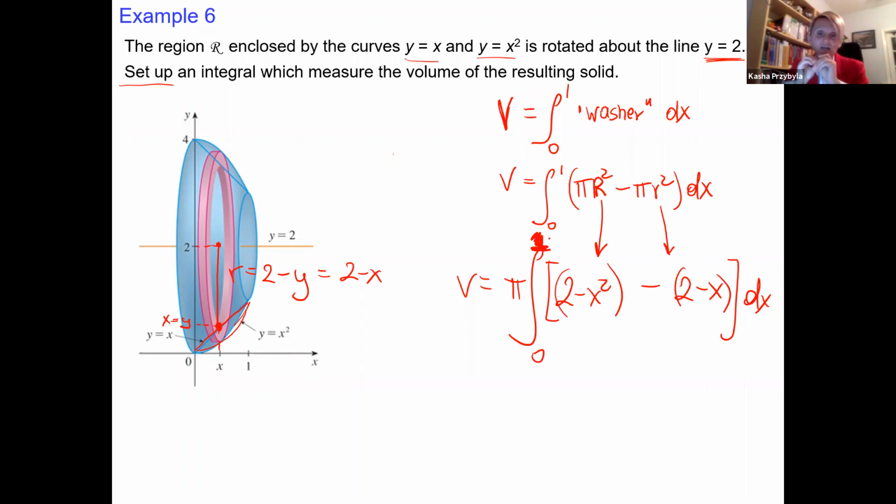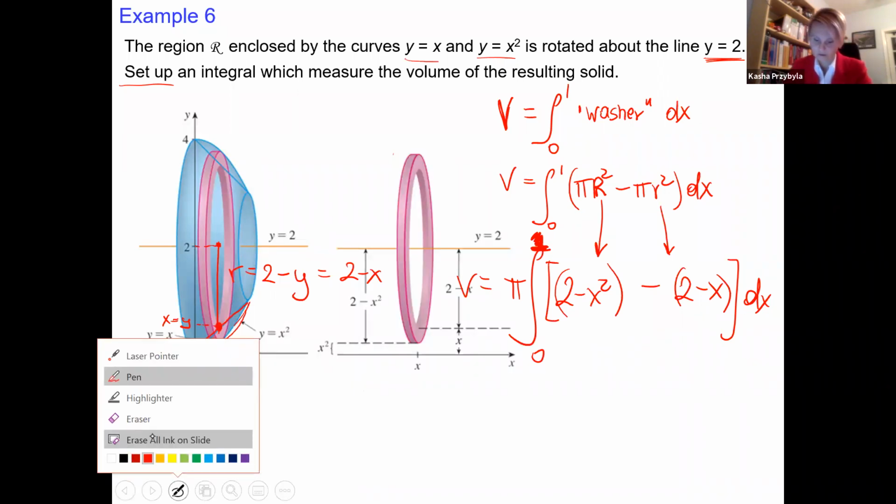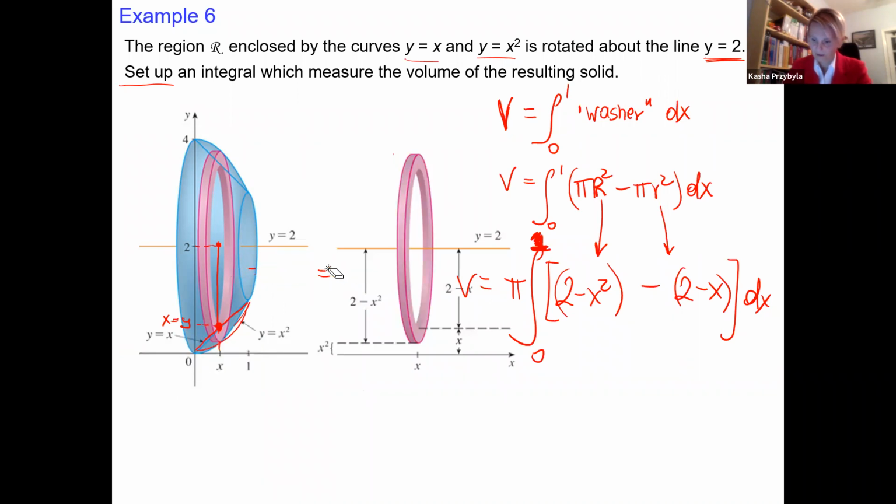I really would like you to have this inner and the outer radius. That's the challenge, to get the outer and the inner radius. And I have this graph, which I can erase for now. I can do this, and we can nicely see the outer and the inner. It's a nice graph, because we see.